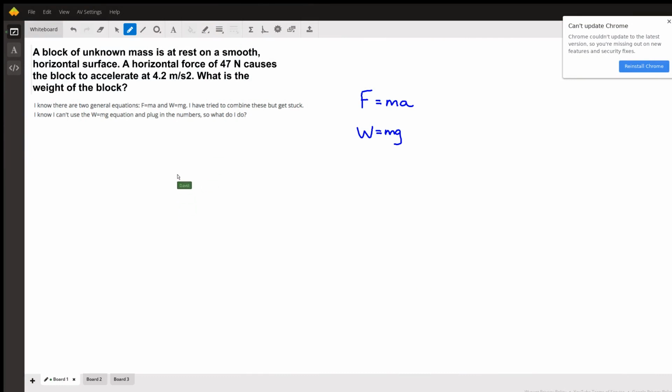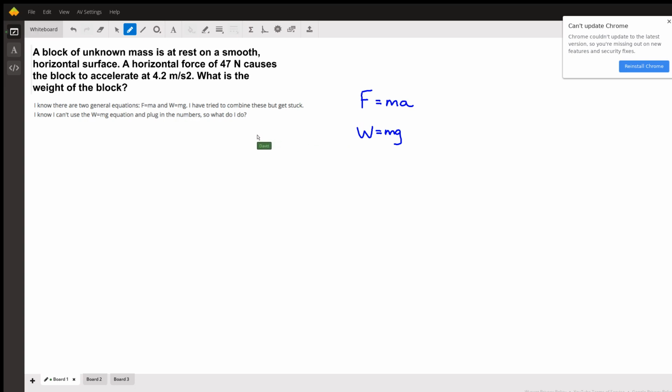Here's a nice question. A block is accelerated horizontally, and we would like to know the weight of the block. The questioner has correctly identified two relevant equations, F equals ma, and the weight W equals mg, and got stuck here, rightfully wary of just combining them, right? After all, this applied force is horizontal, and the weight is a vertical force on the same object.